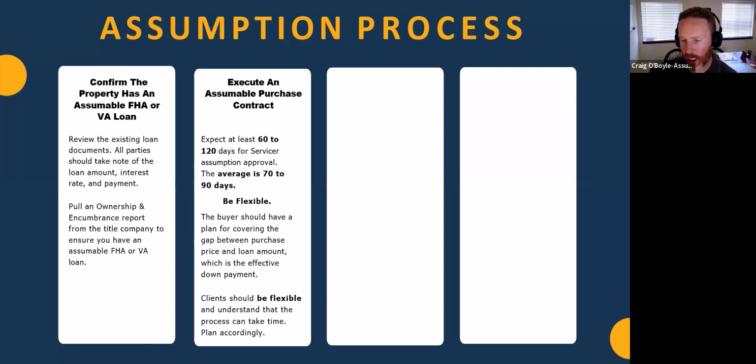If a seller's like, I have to be out of here in 30 days and I need the cash in 30 days from the day we contract, an assumption's probably not the ideal transaction to be in, because these servicers don't have great systems. They are overwhelmed with files. They don't make money doing it. And truthfully, I think they don't want to do it, because if they could loan money out at 7, they'd make more. But you need to be flexible.